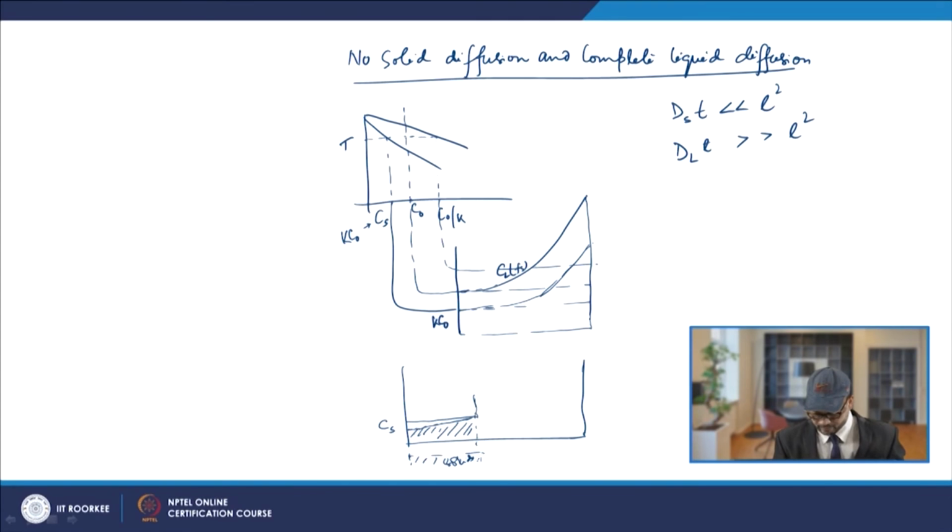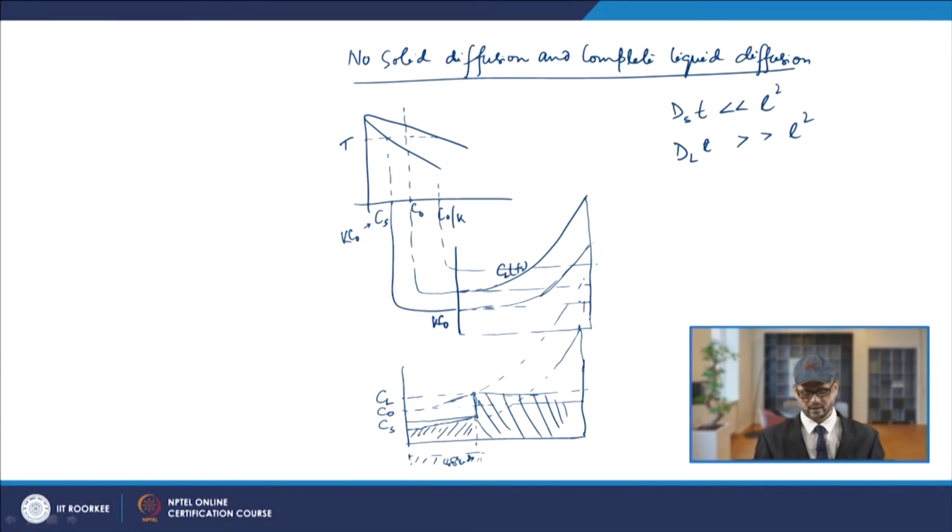So, here you will have larger concentration. This will be your CL, and in between you have C naught. This is your liquid part. Now in this case you will have the movement from here, and for the liquid it will be moving from here, and then you will have larger concentration at this point, and this will go further. So, that is what we have seen.